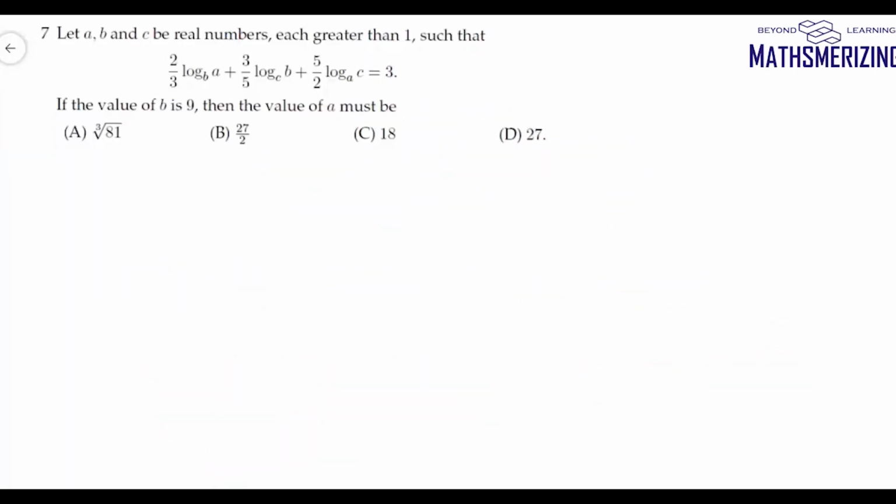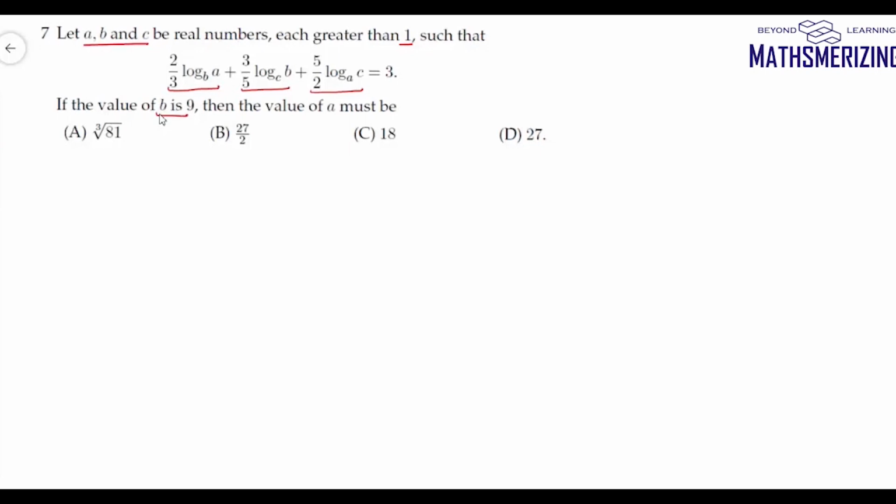Now in question number 7 it says there are 3 numbers a, b and c and each greater than 1 such that 2 by 3 log a base b plus 3 by 5 log b base c plus 5 by 2 log c base a is equal to 3, and it is given that if the value of b is 9, we need to find value of a.